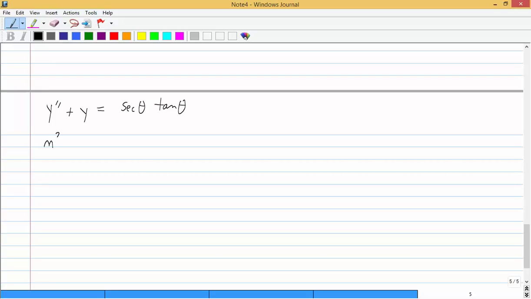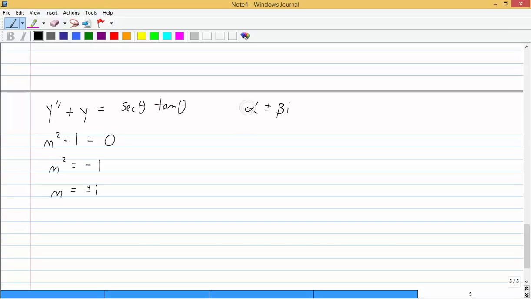So we would have m squared plus 1. We don't have a y prime term, so there's no m to the first term. We set that equal to 0. So we'd have m squared equals negative 1. So m is equal to plus or minus i. Take the square root of both sides, you get plus or minus i. Remember the formula we have to use when we have an imaginary or complex number here. It's alpha plus or minus beta i.